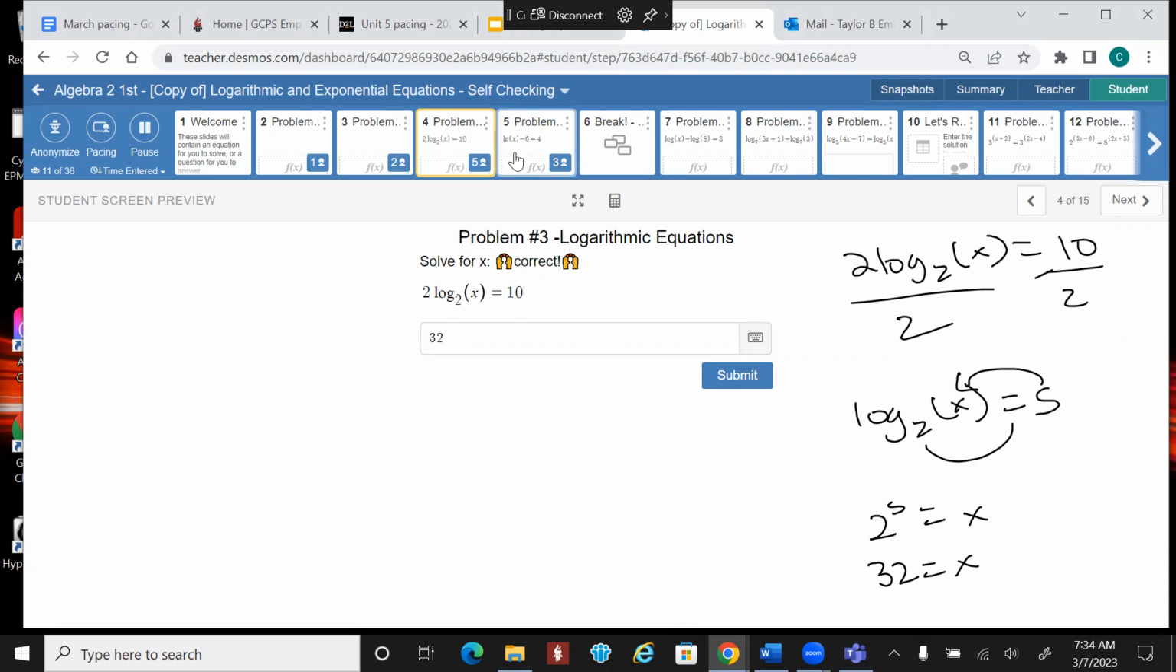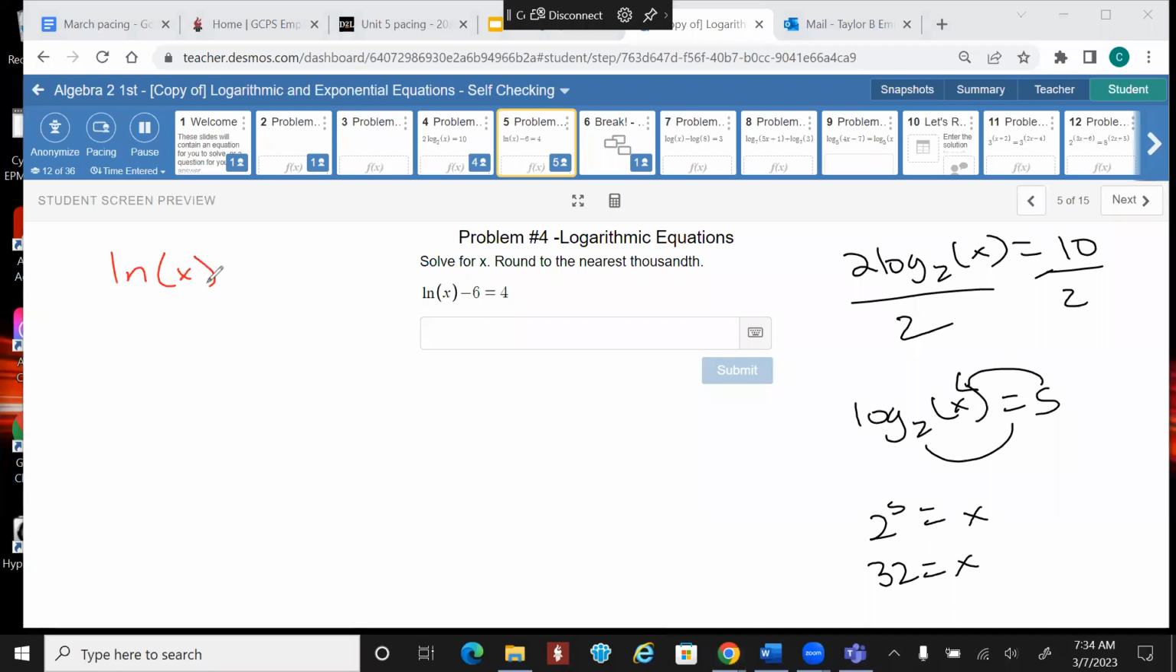Slide 5 gave a little bit of trouble for some people. I'm going to do it over here. We have ln of x minus 6 equals 4. We want to get that log by itself. So we're going to add 6 to both sides. And remember, ln is the same thing as log base e of x. I always go ahead and say log base e. I don't deal with the natural log.